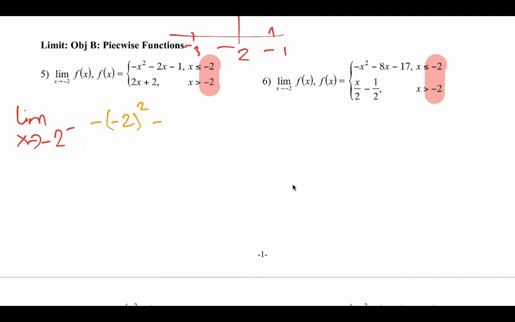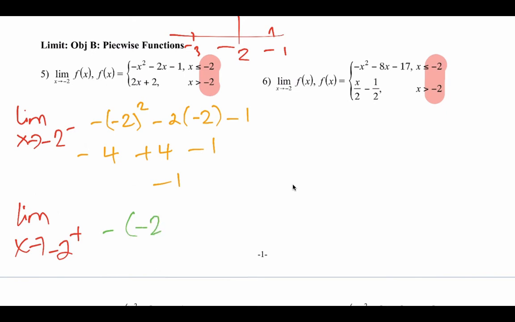-2 squared minus 2 times -2 minus 1. So this will give me -4 plus 4 minus 1. So this is -1. So this is the left limit. I'm going to do the same thing for the right limit. So I can say limit x approaching -2 from the right. Do the same thing. Plug it in.